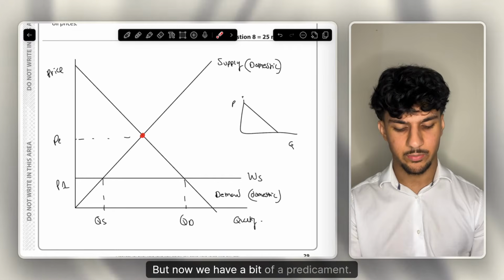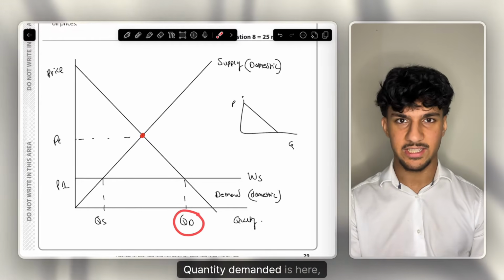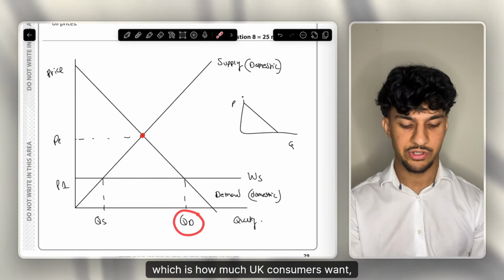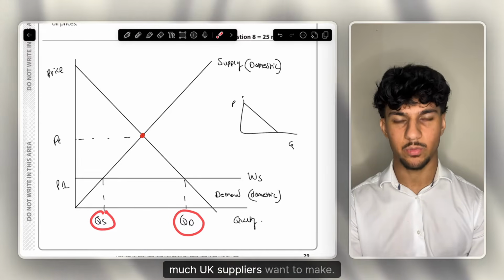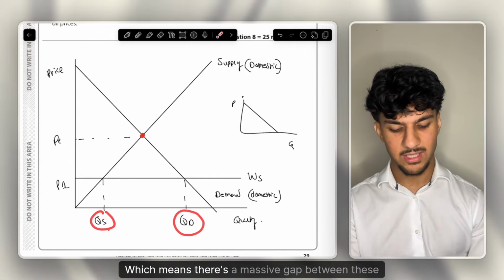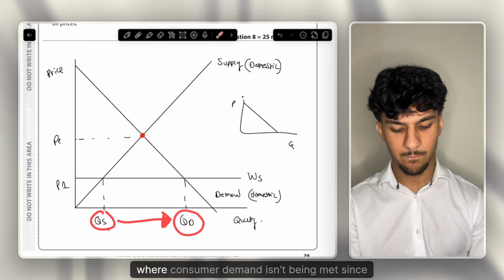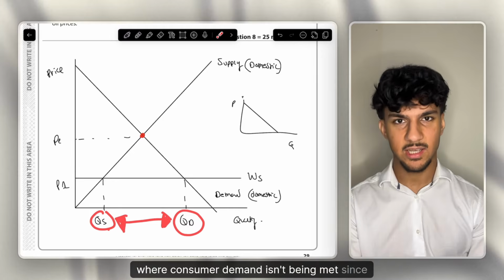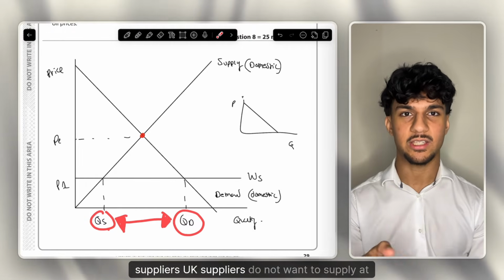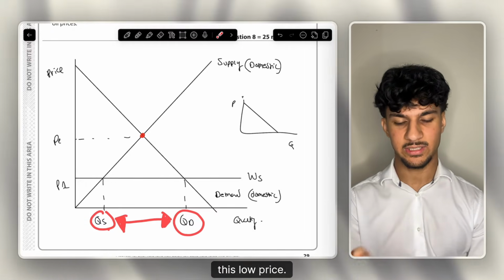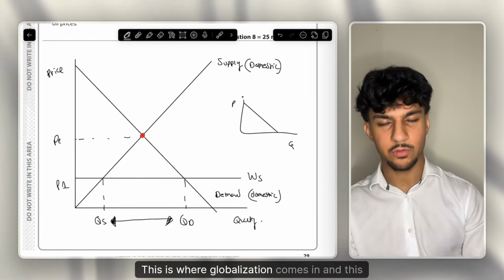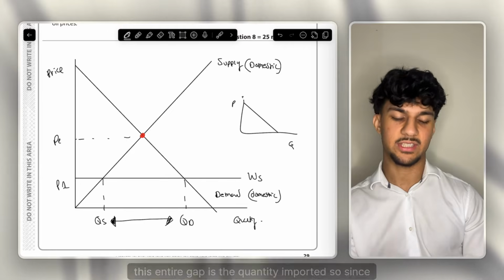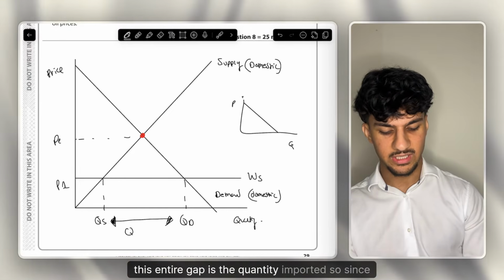But now we have a bit of a predicament. Quantity demanded is here, which is how much UK consumers want, whereas quantity supplied is here, which is how much UK suppliers want to make. That means there's a massive gap between these where consumer demand isn't being met, since UK suppliers do not want to supply at this low price. So now what happens to this entire gap? This is where globalization comes in, and this entire arrow, this entire gap, is the quantity imported.